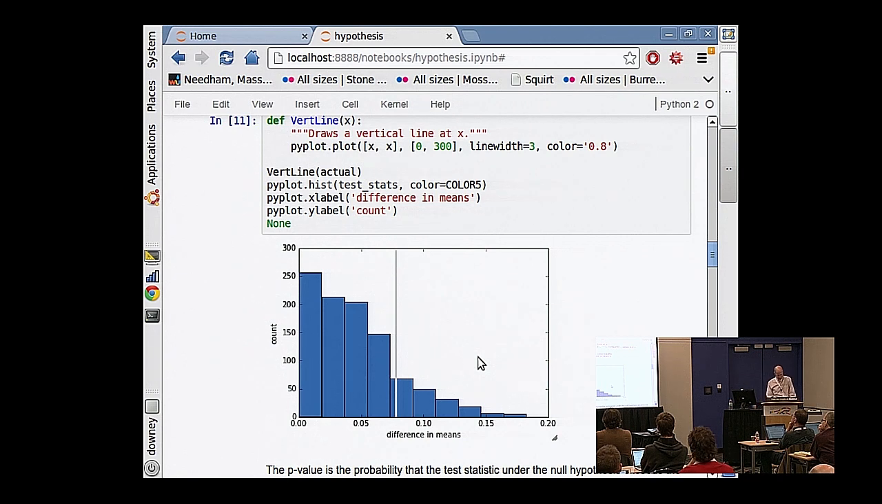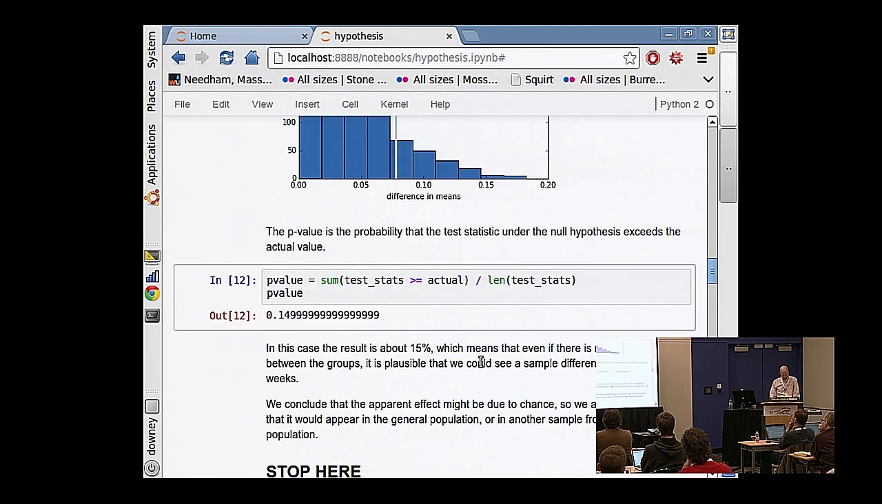So if I run that, all this does is it just checks how often does the test statistic exceed the actual value that I observed, and it divides by the number of trials that I ran. This is going to vary as I run it over and over because of random numbers, but it ends up being about 0.17. What that means is that if, in fact, there's nothing going on, these two groups are identical, I might see an effect as big as 13 weeks about 17% of the time.